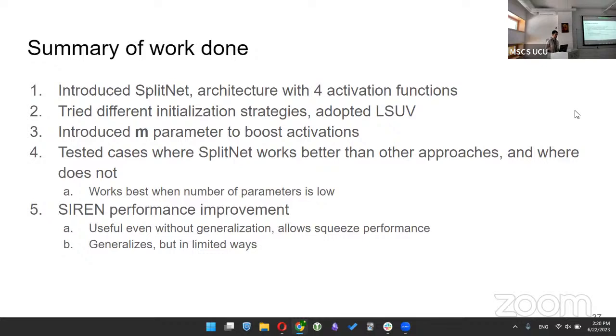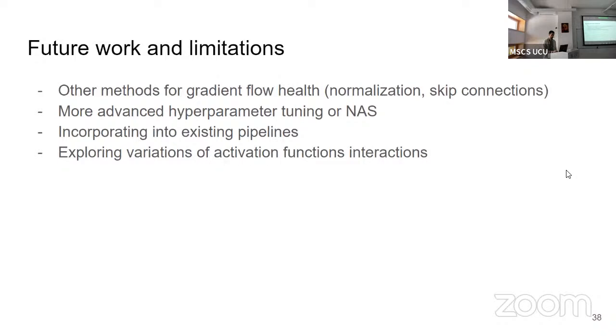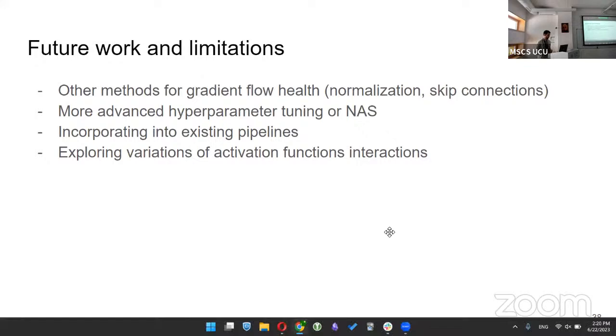But anyway, this finding had some generalization capacity, and potential future work may require looking into other methods for improving training, like skip connections and normalization methods. Advanced hyperparameter search or even neural architecture search could be made. Also, it would be interesting to see how well these perturbations would behave in other real world settings, and to once again look at different combinations of perturbation functions. So thank you for your attention, and I am waiting for your challenging questions.